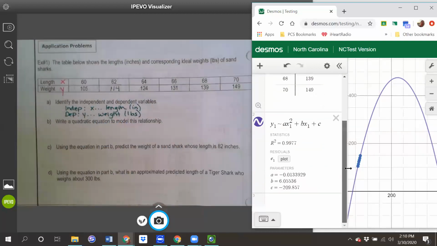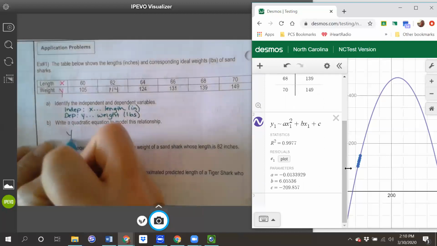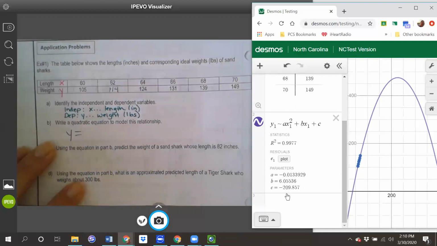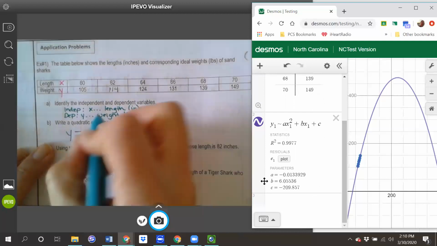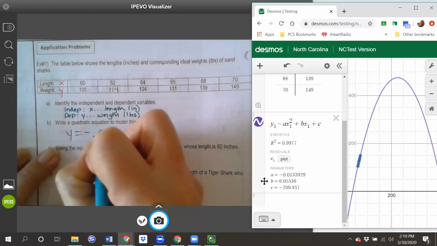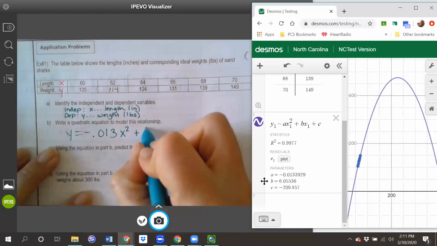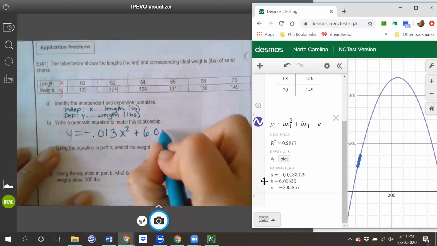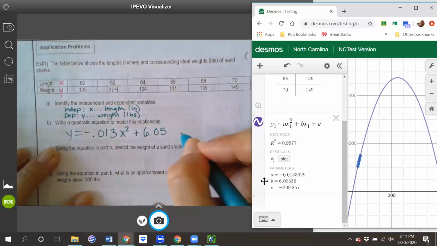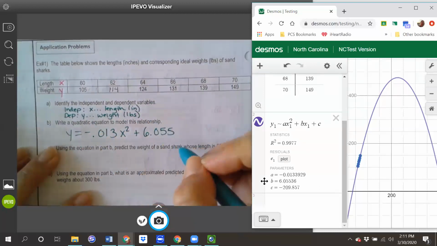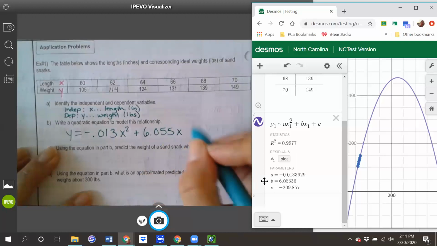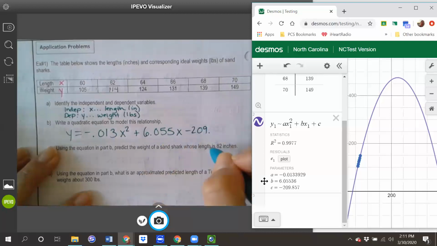All right, sweet. So I have already done that. I've got y equals, and again, I'm just stealing my values here from Desmos, A, B, and C. Those are not nice, so I'm just going to use 3 decimal places. Negative 0.013 x squared plus 6.0553, so I'm going to leave that as a 5x, and then minus 209.857.